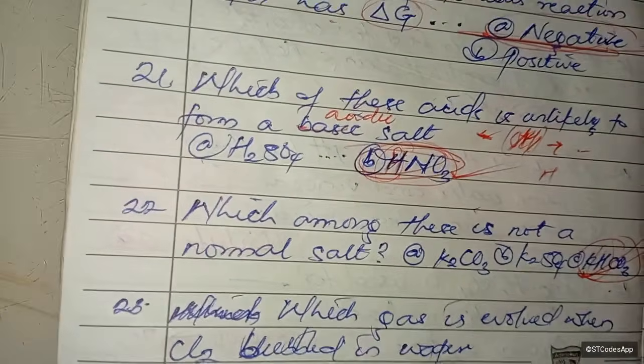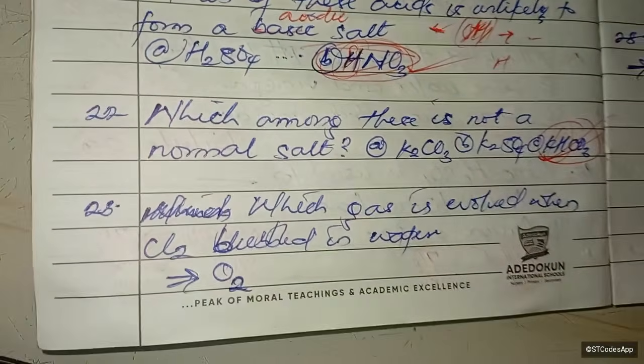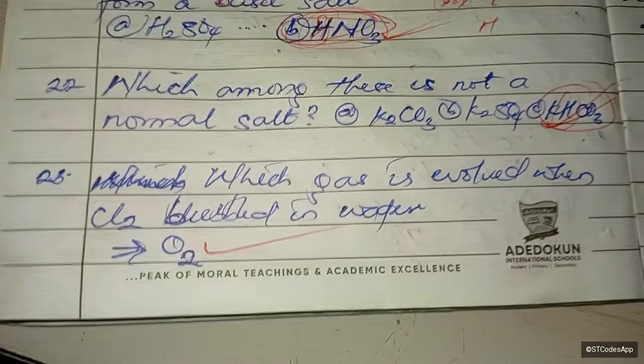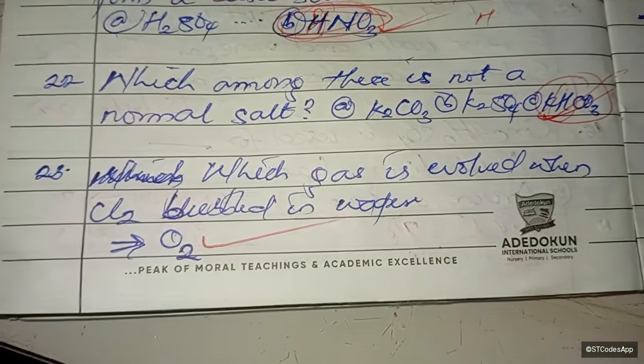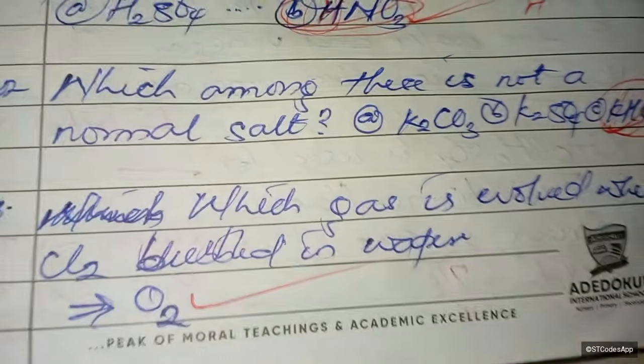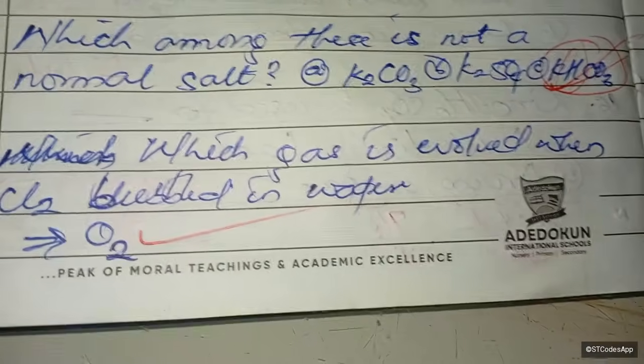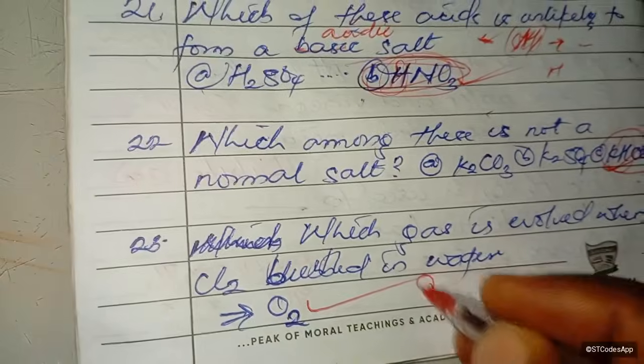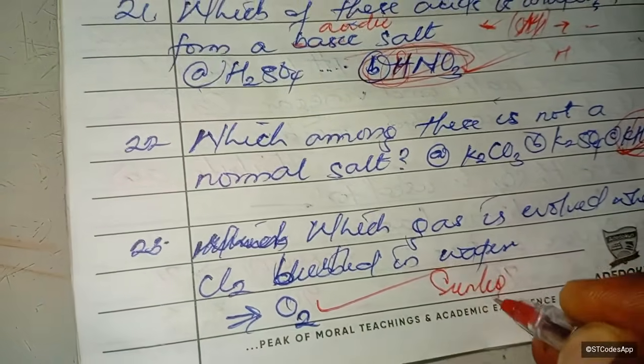Which gas is evolved when Cl2 is bubbled in water? That's O2, oxygen gas. Now, you could also be asked in a different way, that which gas is evolved to prove the bleaching power of chlorine? It is still O2. Exactly, and it happens in the presence of sunlight. Don't forget that. It happens in the presence of sunlight.